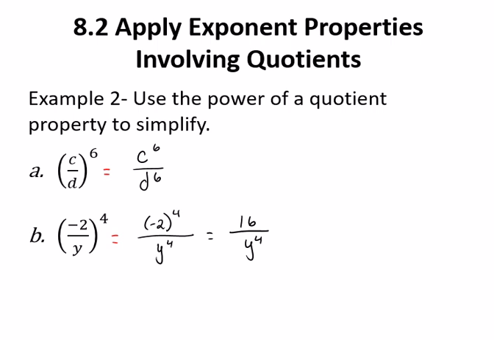Alright, so looking at the solutions here, I have c to the 6th over d to the 6th, and then in part B, I've got negative 2 to the 4th over y to the 4th, and since I've got numbers and variables in the same problem, they want you to go ahead and simplify or actually multiply out that negative 2 to the 4th. Keep in mind I'm very careful and use parentheses there. And that will give me a positive 16 over y to the 4th.